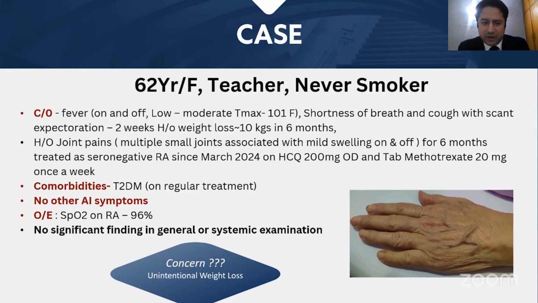She is also diabetic and there are no other autoimmune symptoms. Her room air saturation was 96% and there was no significant finding in general or systemic examination. This is a picture of her hand which shows swan neck deformity. So our main concern was her unintentional weight loss of 10 kgs in the last 6 months.